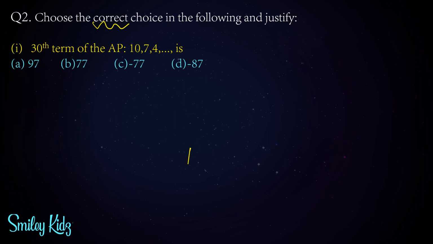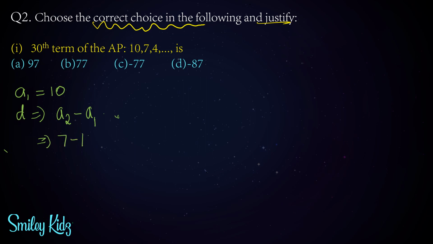Choose the correct choice from the following and justify. Now, the first sub question over here is that 30th term of the AP 10, 7, 4 is. So here let me just put on whatever I know. Here I know that the first term, that is a1, is equal to 10. And the common difference I'm getting over here is a2 minus a1, which is 7 minus 10, which is minus 3.